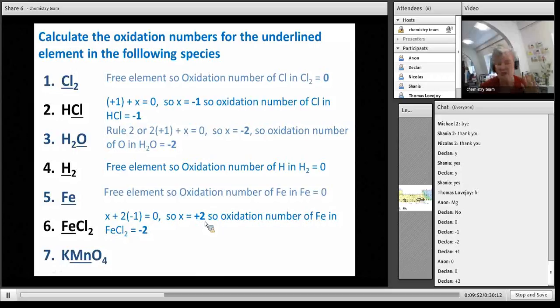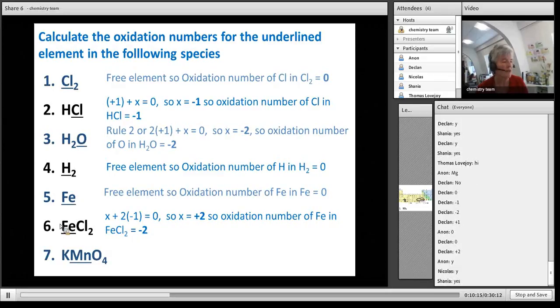Or you could just simply recognize, if I've got FeCl2, my Fe ion here is the Fe2+ ion. And so just apply rule number 4 straight away. Are you following how I'm working these out so far, and when I refer to the ions? Is this all making sense?